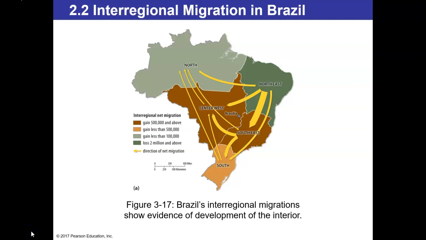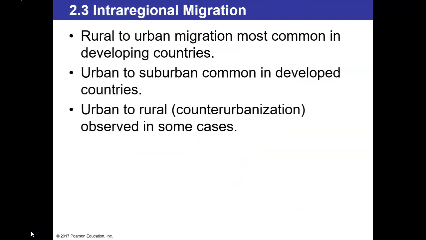In an attempt to increase the attractiveness of the interior, the government of Brazil moved its capital in 1960 from Rio to a newly built city called Brasilia. This new capital was situated 1,000 kilometers, which is 600 miles, from the Atlantic coast. Because of this influence of the government, the coastal areas now have net out-migration, whereas the interior areas have net in-migration.